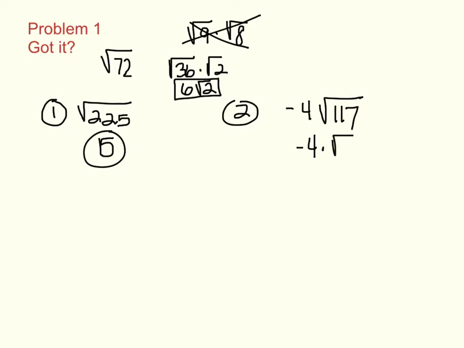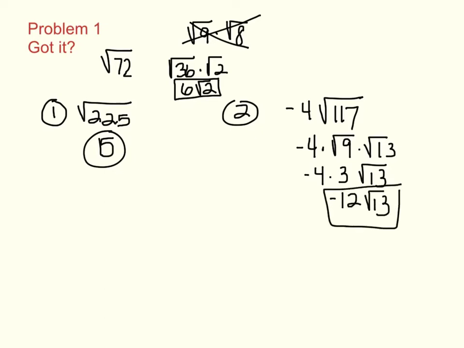9 does work. So I'm going to break the square root of 117 into the square root of 9 times the square root of 13. The square root of 9 is 3. The square root of 13 you cannot do. So now I can take negative 4 times 3. That gives me negative 12 times the square root of 13. So my answer would be negative 12 times the square root of 13.